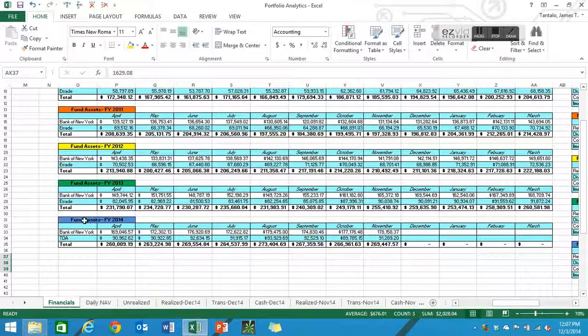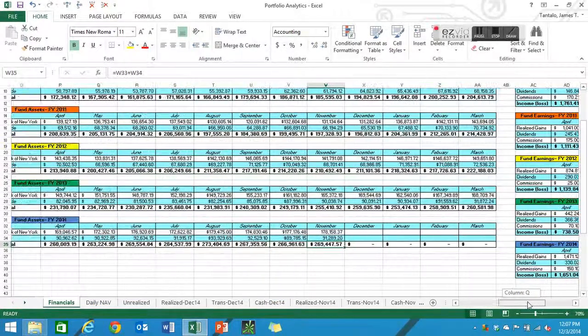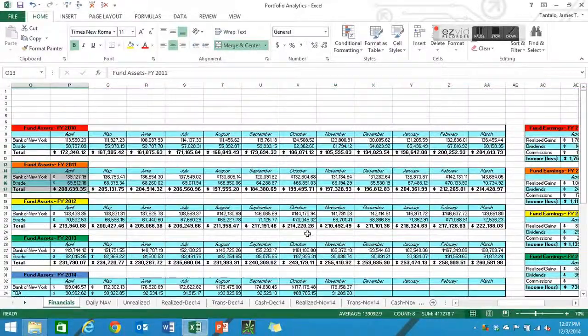So here's our fund assets. This is basically our NAV, or our total portfolio value. At the end of the month of November, the Bank of New York account was worth $178,000. Our TD account was worth $91,000, which is an aggregate total of about $269,400. And we kept track of that for every fiscal year since 2010.